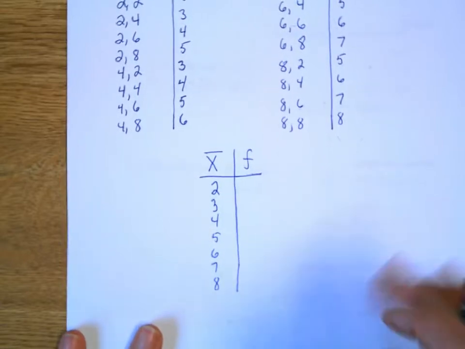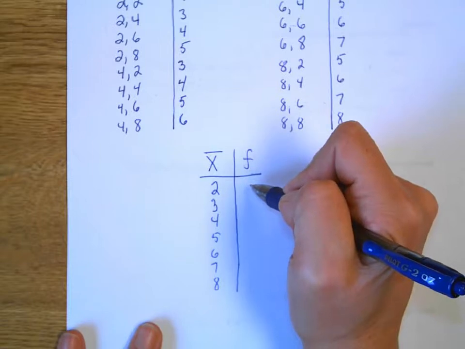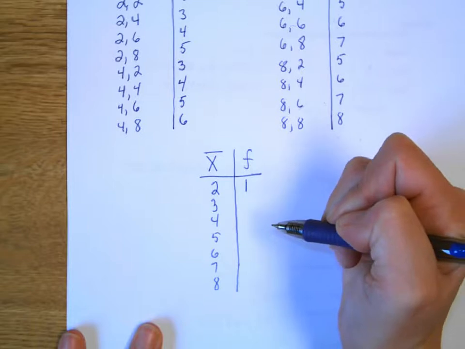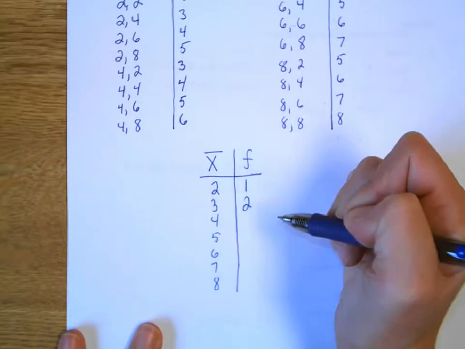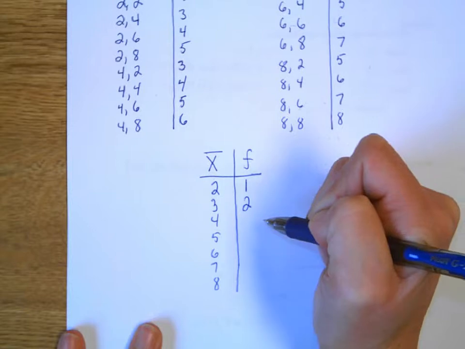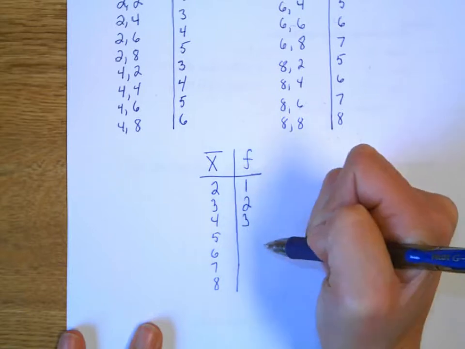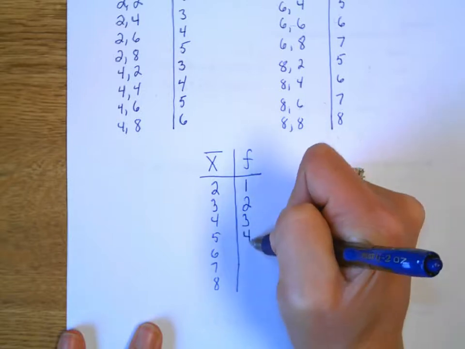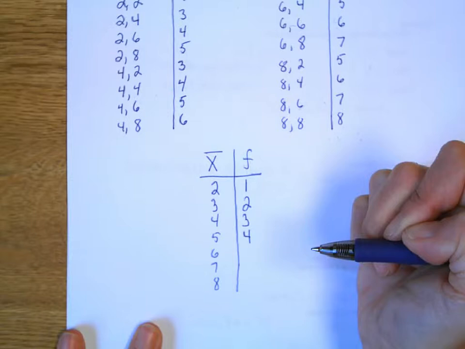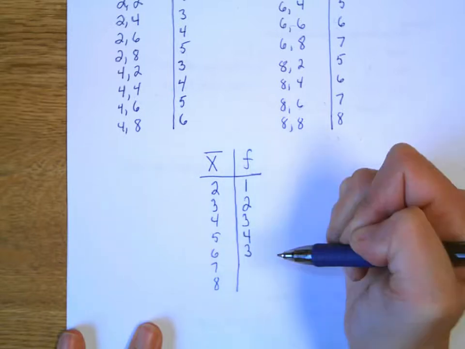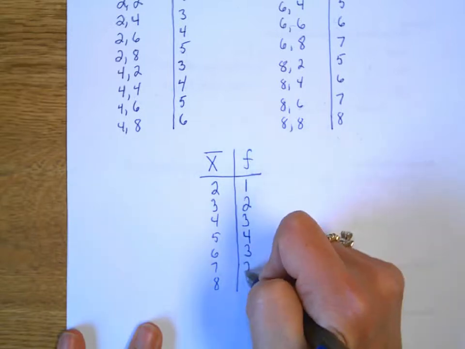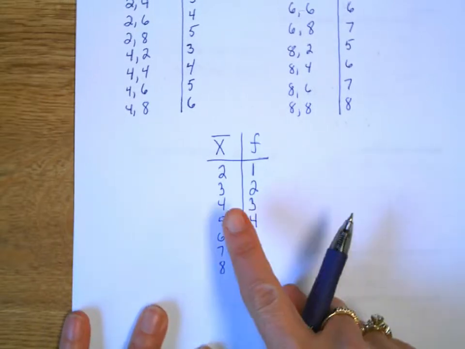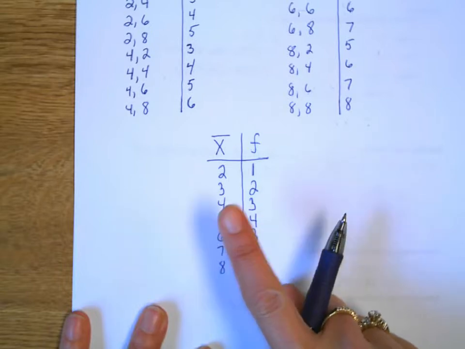How many times did I get an average of 2? 1 time. How many 3s came up? 2 of them. How many 4s? 3 of them. How many 5s? 4. How many 6s? 3. How many 7s? 2. And 1.